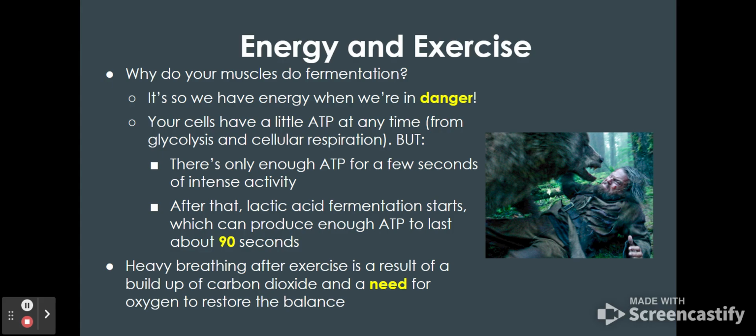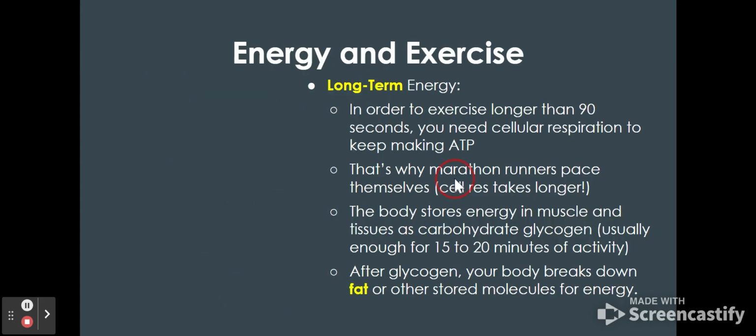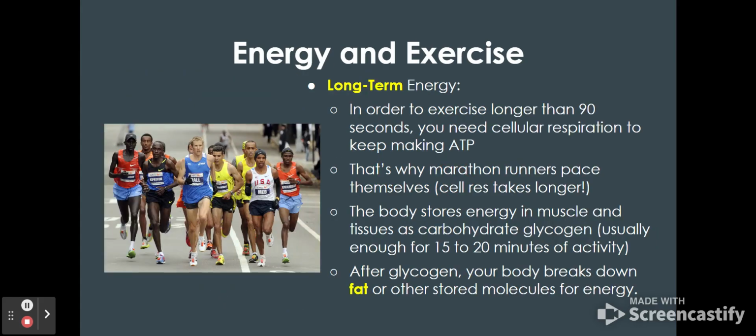Heavy breathing after exercise is a result of a buildup of carbon dioxide and a need for oxygen to restore the balance. So your body is trying to get rid of the carbon dioxide by breathing a lot and take in more oxygen so you can do more cellular respiration. In order to exercise longer than 90 seconds, you need cellular respiration to keep making ATP. So that's why a lot of athletes pace themselves, especially marathon runners. Cellular respiration takes longer than 90 seconds to work.